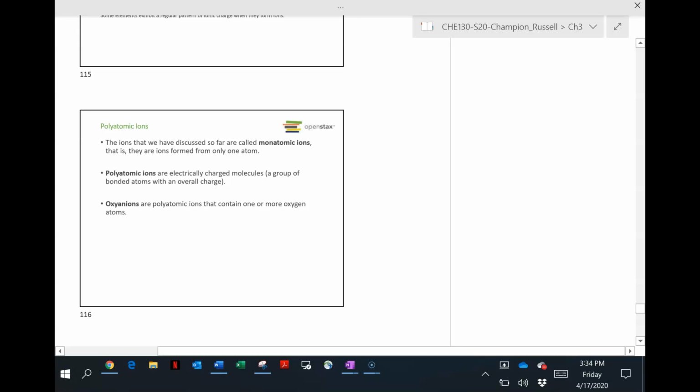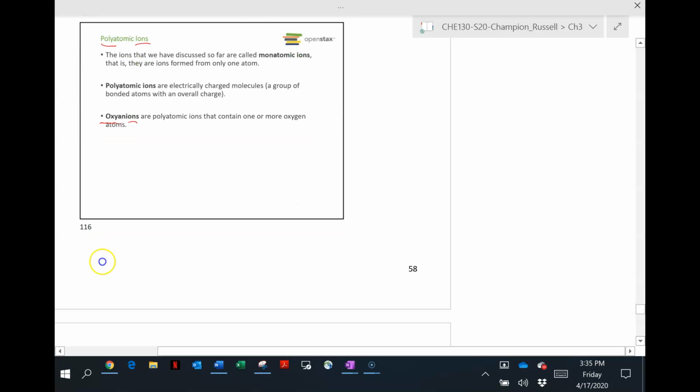Now, in addition to the monoatomic charges we just looked at, we have things called polyatomic ions. A polyatomic ion has more than one atom, and it's charged. It's an ion. A special type of them that are quite common are ones that contain oxygen atoms, oxyanions. So here is another table of these, and again, this is a good thing to know, these different polyatomic ions.